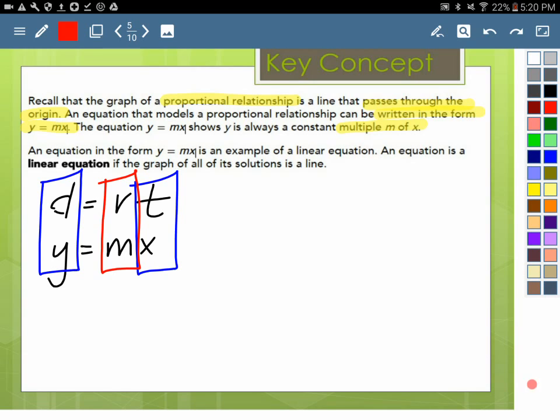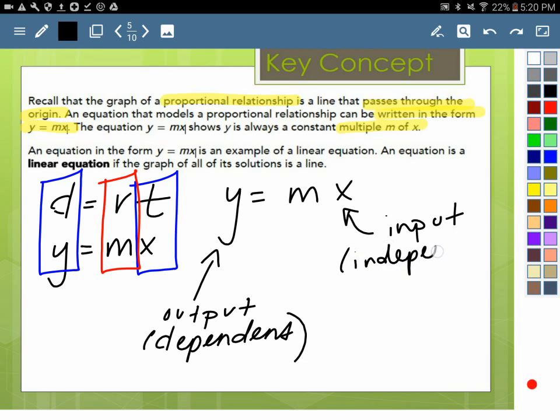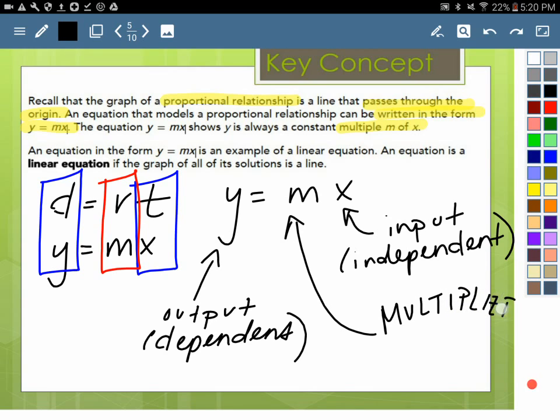So I want you guys to think of y equals mx as y being the output, or the dependent variable, x is the input, which is the independent variable, and then m stands for the multiplier. So whatever you figure out is multiplying x, that should be going into the m position.